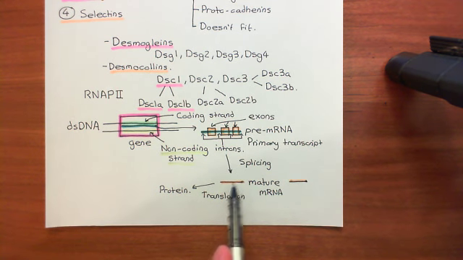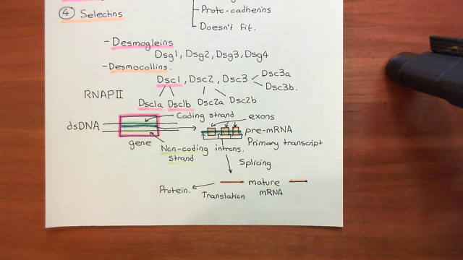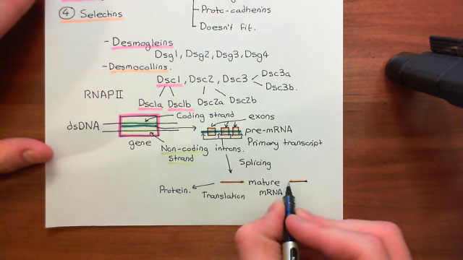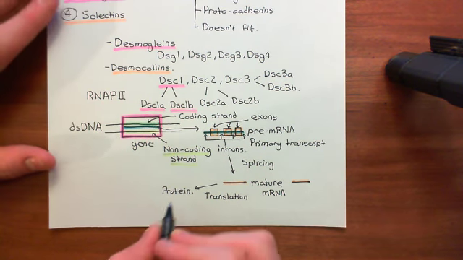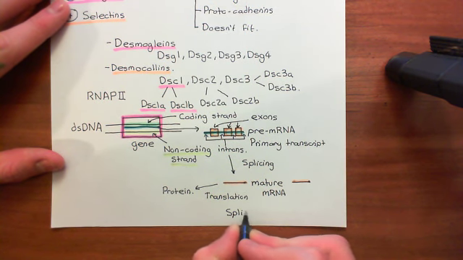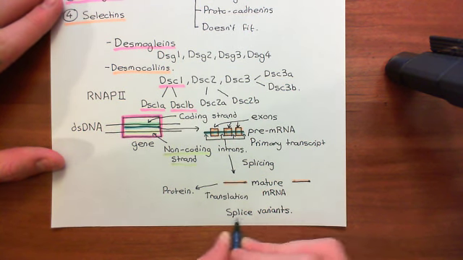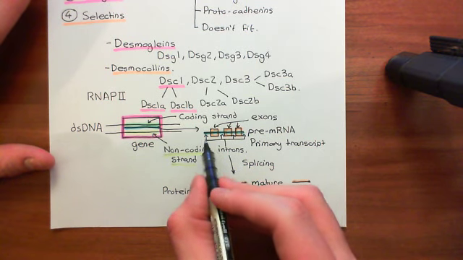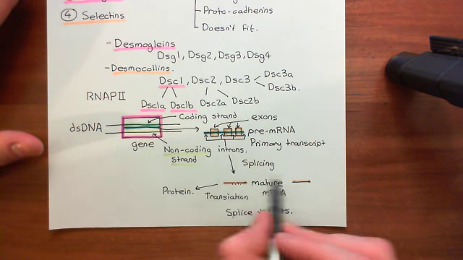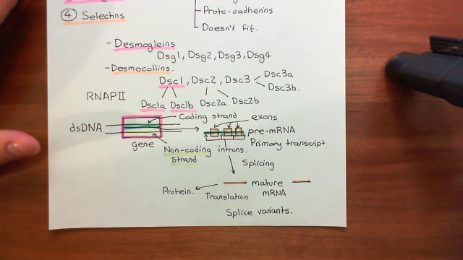You can either make this longer piece or you can make this shorter piece. Therefore there are different mature mRNAs that you can make from the same pre-mRNA, and these 2 different mature mRNAs will go on to make different proteins, and these different proteins are known as the different splice variants of the same gene. So that's the basic principle of splice variants: they result because of different ways of splicing up the pre-mRNA, which will produce different mature mRNAs, and those different mature mRNAs will then go on to make different proteins.